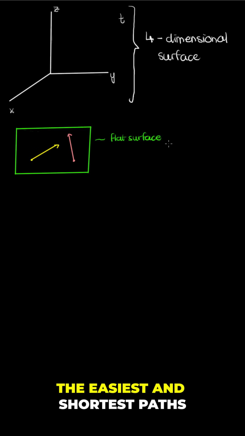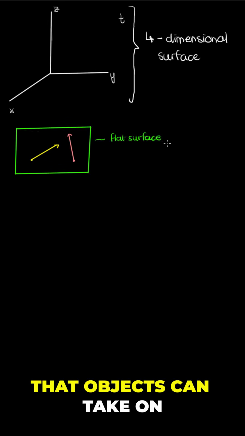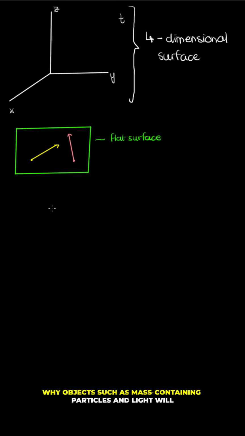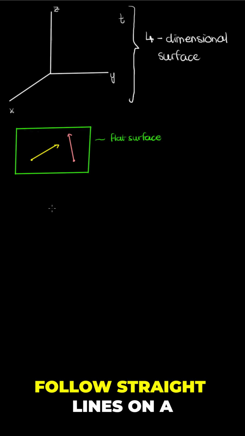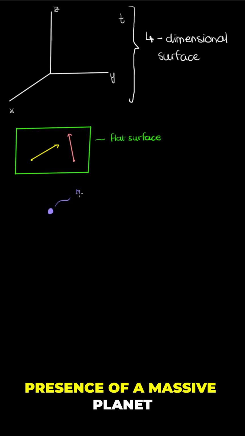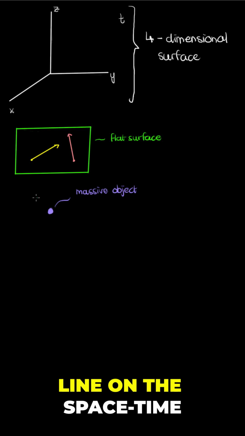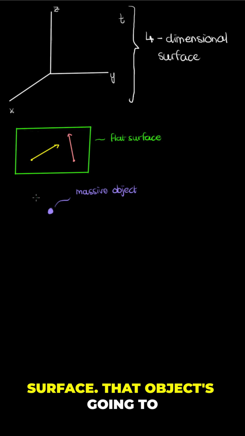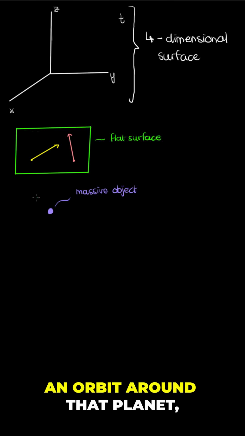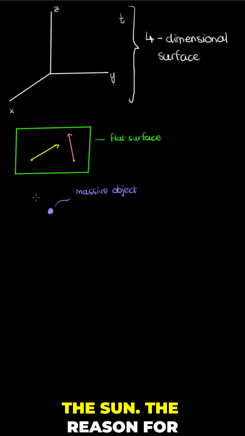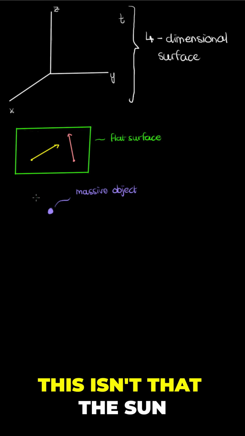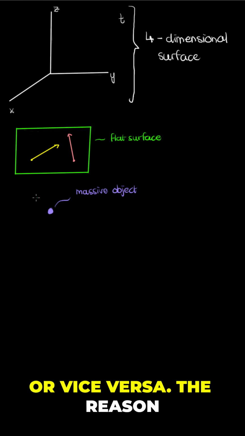Straight lines are the easiest and shortest paths that objects can take on a flat surface, and that's why objects such as mass-containing particles and light will follow straight lines on a flat surface. But in the presence of a massive planet or a star, that object will not follow a straight line on the space-time surface. That object's going to follow a curved path, like an orbit around that planet, just like how Earth orbits the sun. The reason for this isn't that the sun exerts a force on Earth or vice versa.